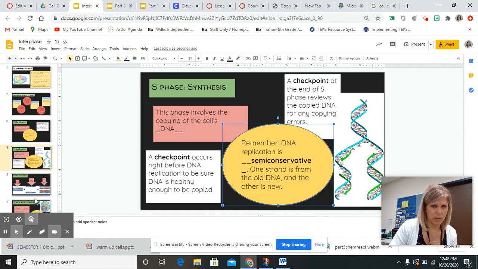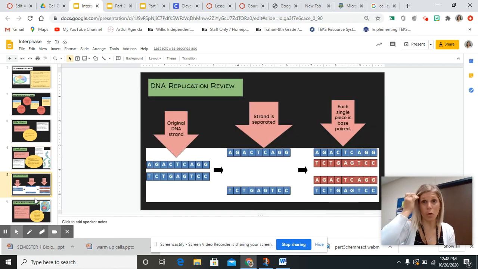Here is another example, and we did this already, so this should be pretty familiar to you. If you notice here, you have your original strand and it gets split. Each strand is then base paired all over again. And what you should notice is that this ATGC, ATCG should match over here, ATGC, ATCG, and the same here. You should end up with exact copies. That's the whole point of DNA replication.